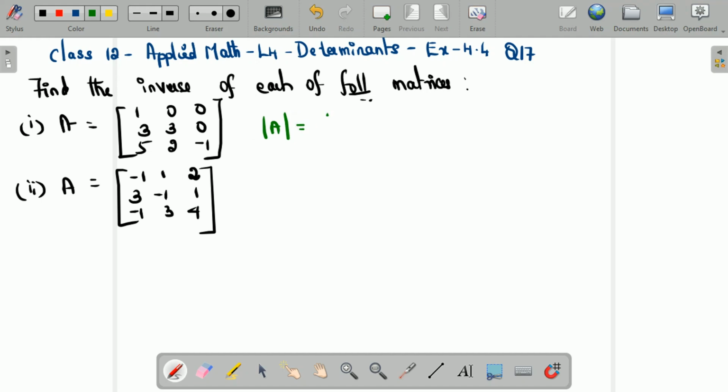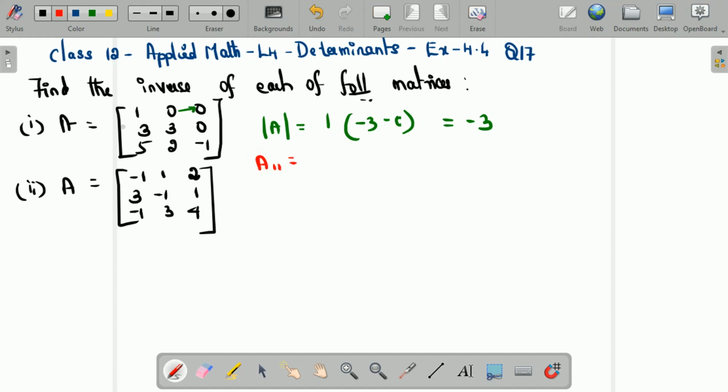So let's calculate. This is going to be 1 into minus 3 minus 0. The rest of them is going to be 0 because I'm expanding along this particular row. So the value of this particular determinant is minus 3. Now let's compute the cofactors so that we will be able to generate the adjoint.